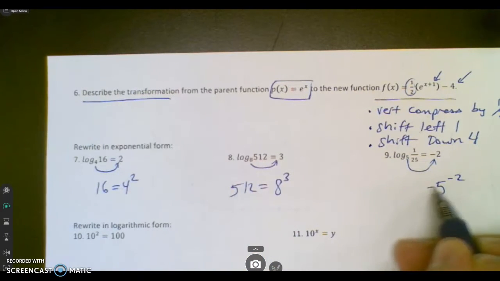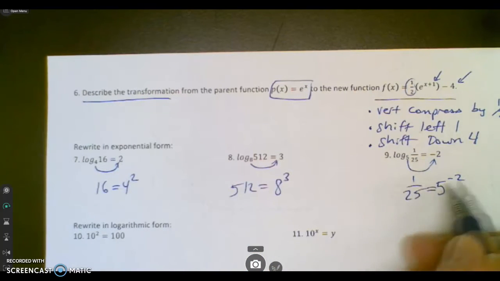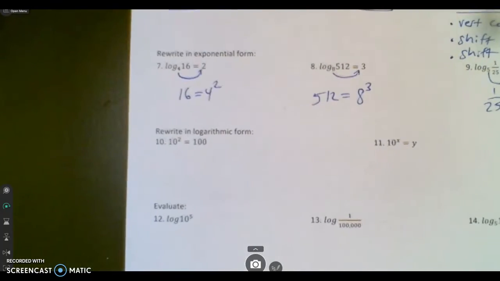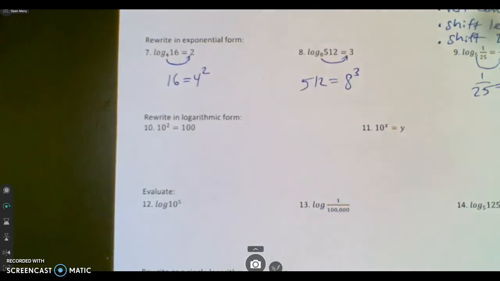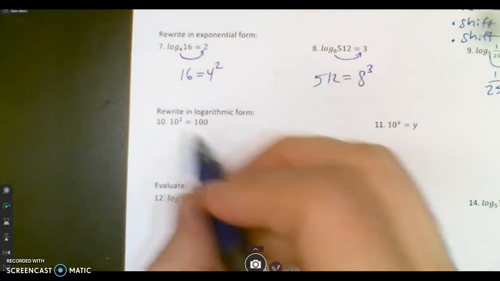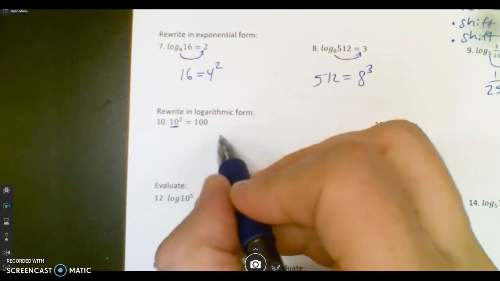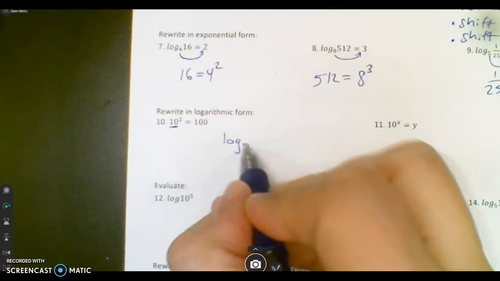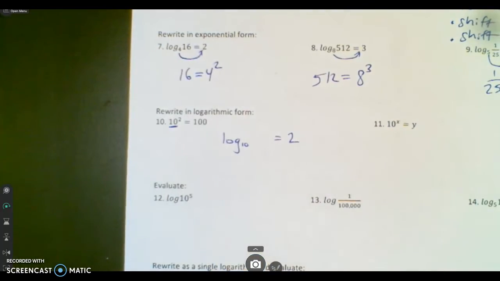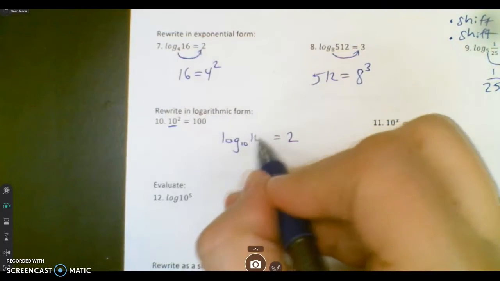5 to the negative 2 is 1 over 25, which is all those. So you're doing the swoop every time. Now you've got to do it backwards on the next three problems. Here, it's in exponential form, and I have to write it in log form. So normally I steal the base. I would write log base 10, and then I put my exponent on the other side. Think about the swoop where the exponent starts out, and then the 100 goes in here.